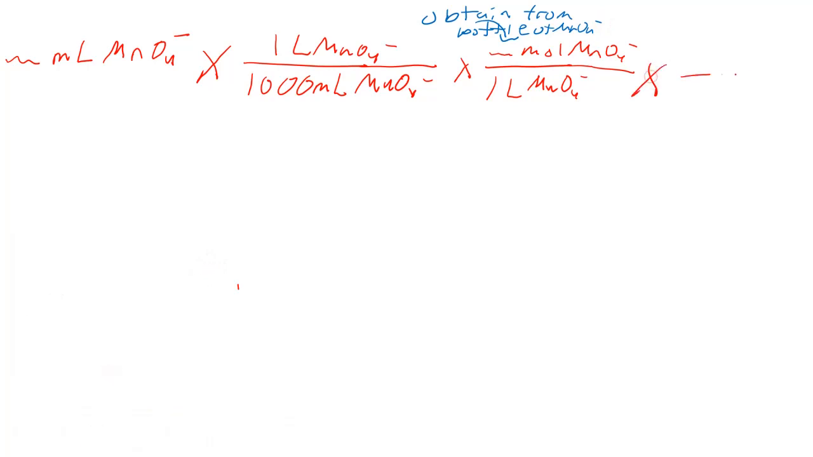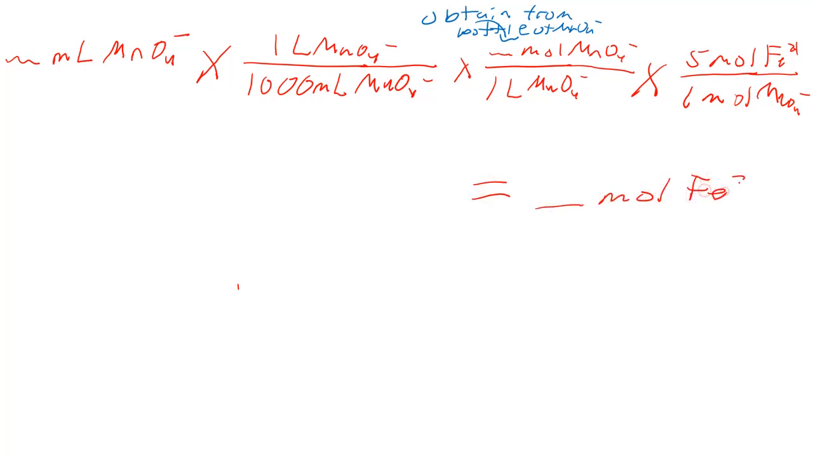And then we know from our reaction that 1 mole of MnO4- reacts with 5 moles of Fe2+. So this is going to give you the number of moles of Fe2+ that you had.